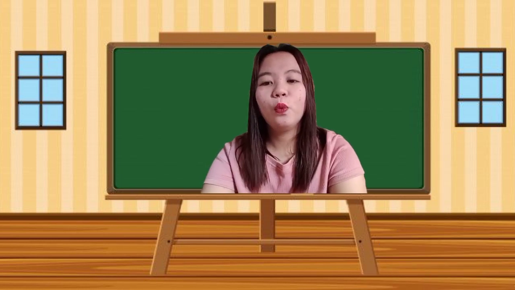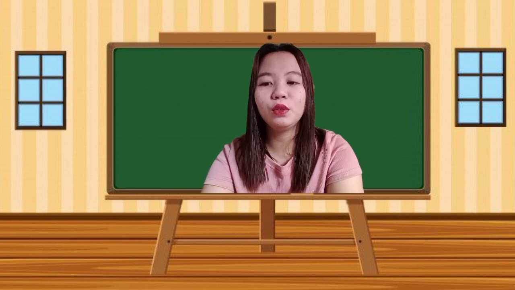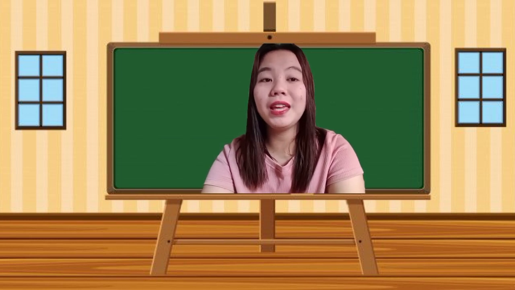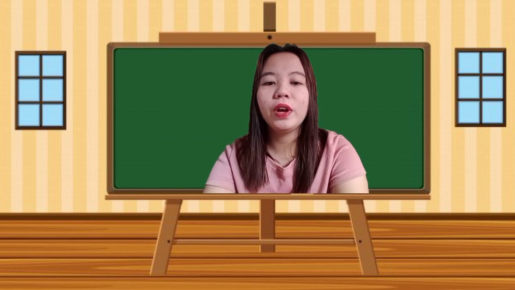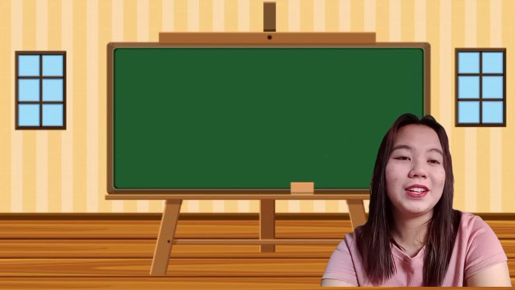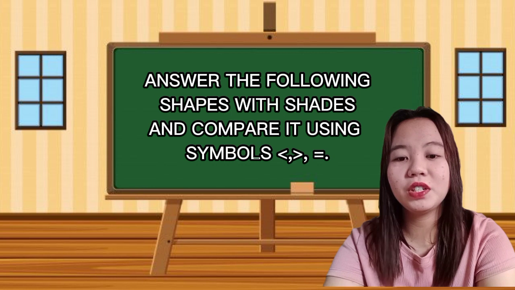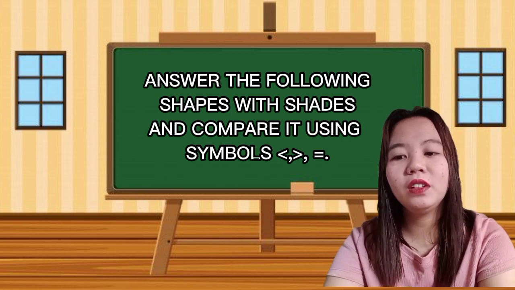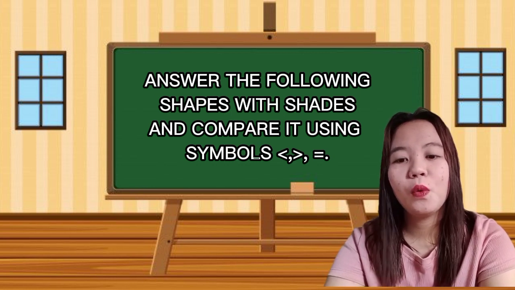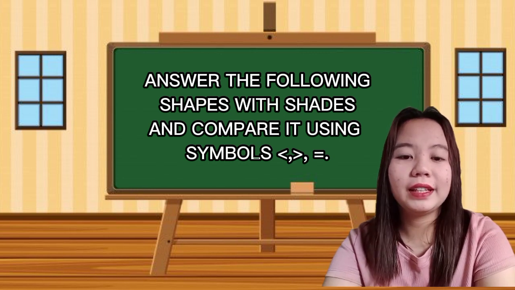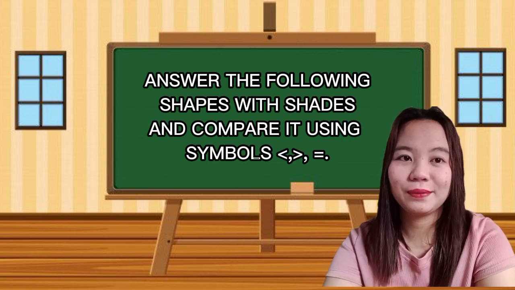Remember kids, when we arrange the unit fractions from bigger to smaller, it will start with the bigger denominator. And when we arrange the unit fractions from smaller to bigger, the higher denominator will be the smaller one. So next, let's have the activity. Answer the following shapes with shades and compare them using the symbols less than, greater than, and equals.